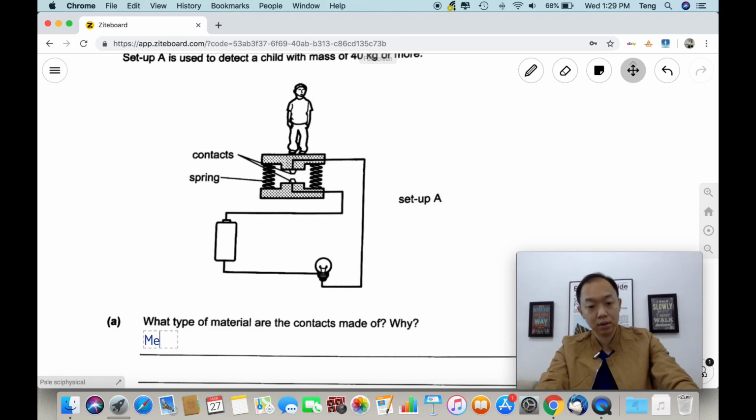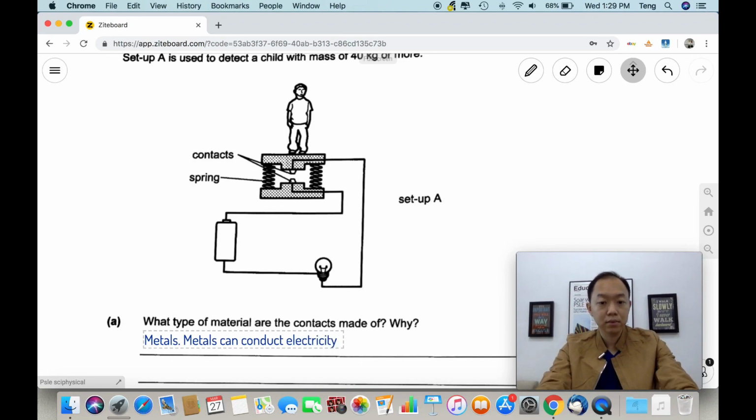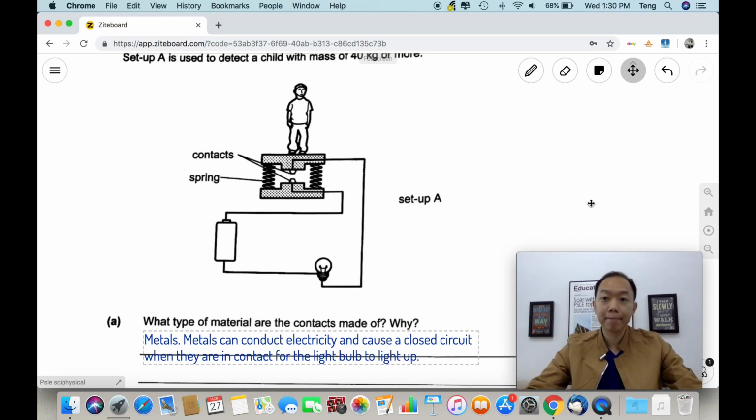Yeah, it's metals. Why? Metals can conduct electricity and cause a closed circuit when they are in contact for the light bulb to light up.